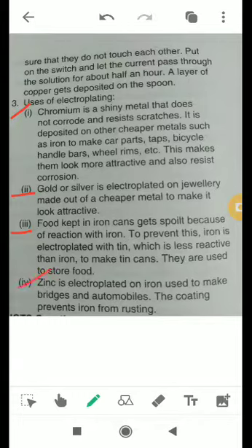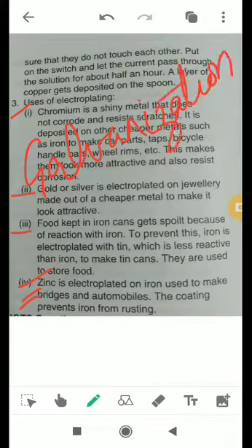Fourth, zinc is electroplated on iron used to make bridges, automobiles, water pipes. The coating prevents iron from rusting. And this coating of zinc over iron is also called galvanization. In this galvanization process, zinc is coated over iron so that iron does not get corroded or rusted.